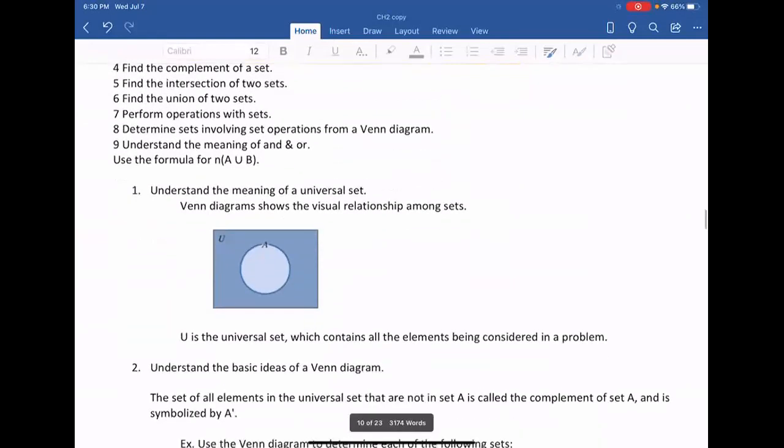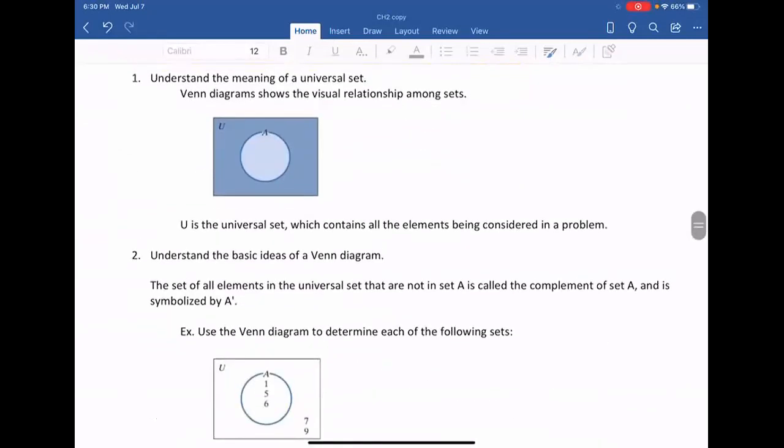The first part, let's learn about the Venn diagram. The Venn diagram shows the visual relationship among the sets. The U is the universal set, which contains all the elements being considered in a problem. And A, or other B or C, are other subsets of the U.